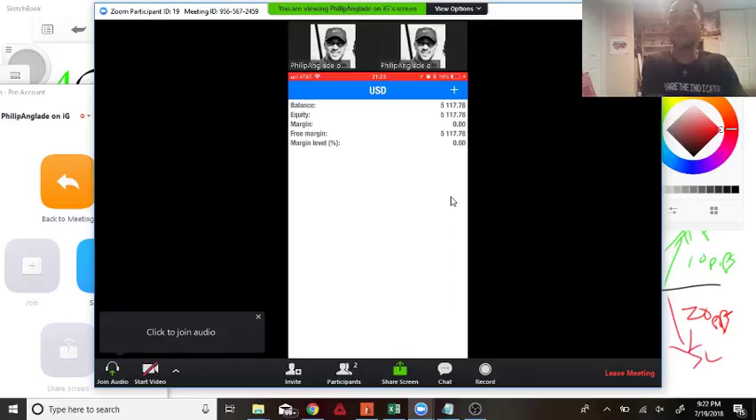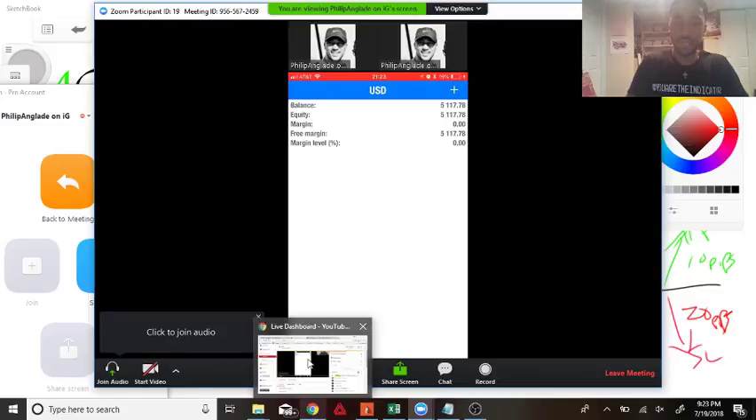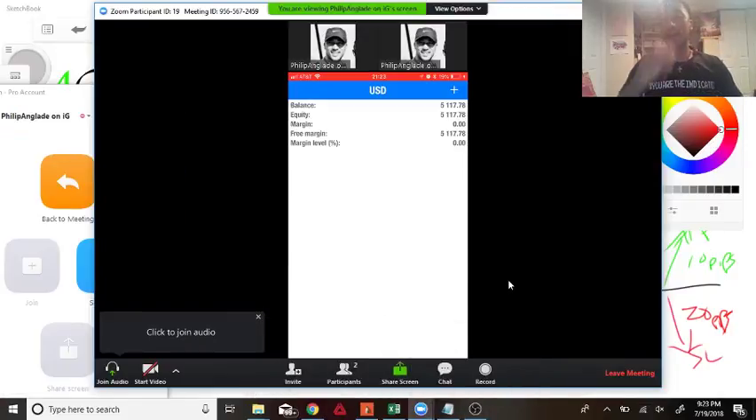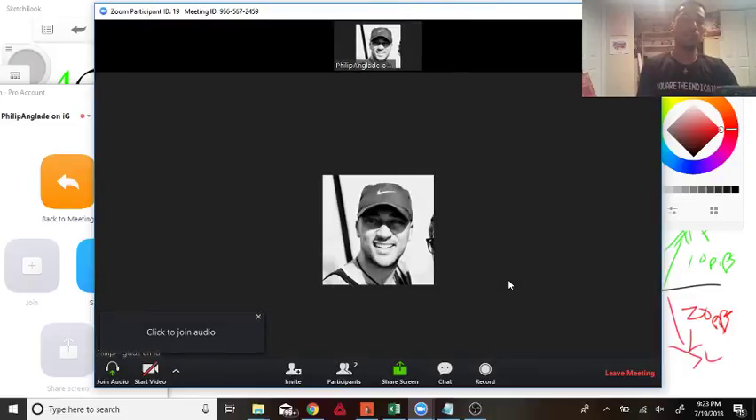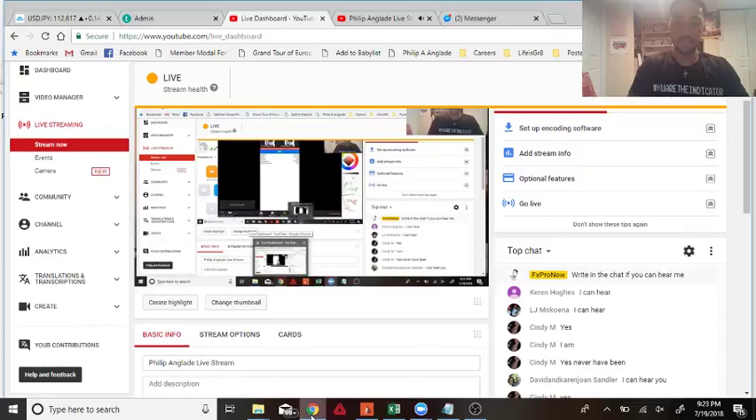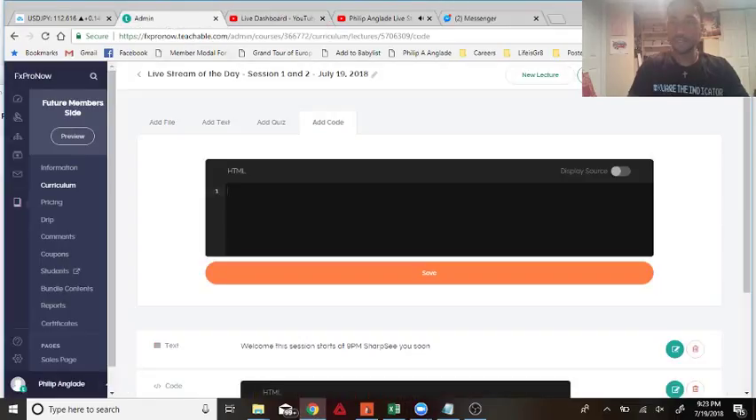And this MetaTrader 4 application, if you do not know how to download this, on FxProNow.com there's actually a video that explains how to download MetaTrader 4 and how to create a demo account and all that other stuff. It's on there. All right, so you just got to find it in there. If anything, here I'll show you where it is.